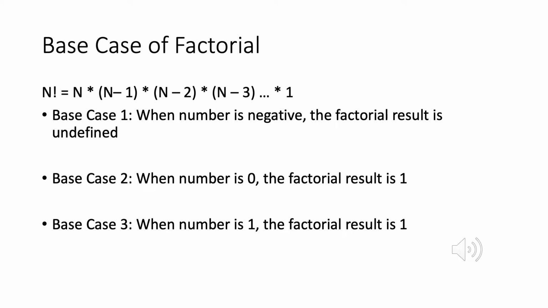We know that 0 factorial is 1, so it should directly give us the result 1 if the function takes a 0. The final base case is 1. We know that 1 is the least positive integer and its factorial product is 1. Every positive number's factorial product will stop at 1.